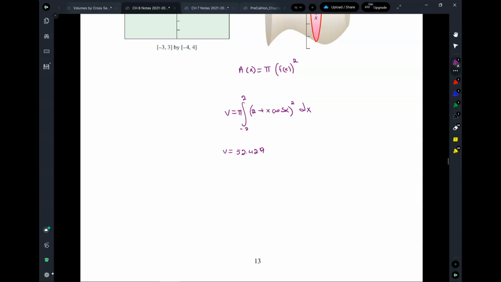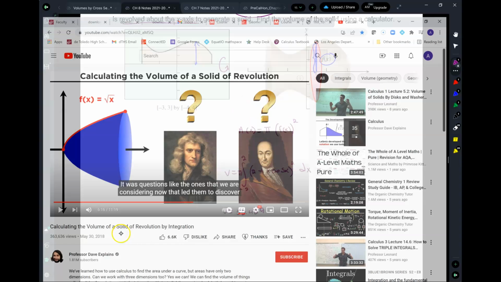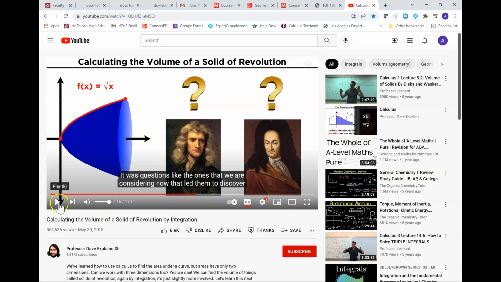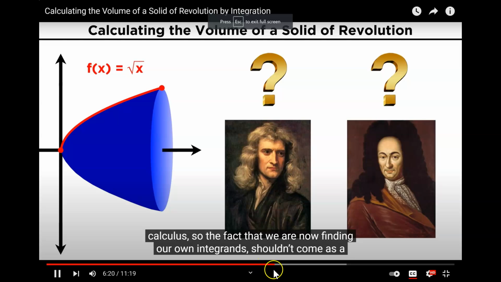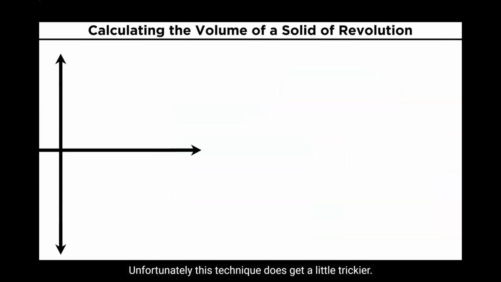Okay? All right. Now, what if you have two shapes? What then? Dun, dun, dun. Yep. What if you have two shapes? So the fact that we are now finding our own integrands shouldn't come as a total surprise. Yeah. Unfortunately, this technique does get a little trickier.